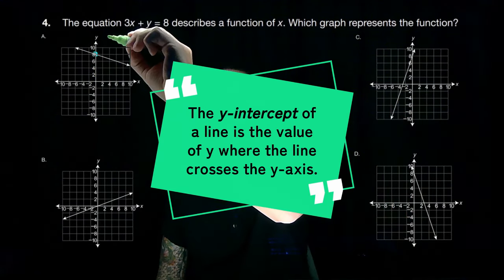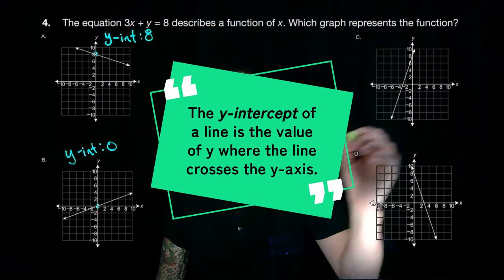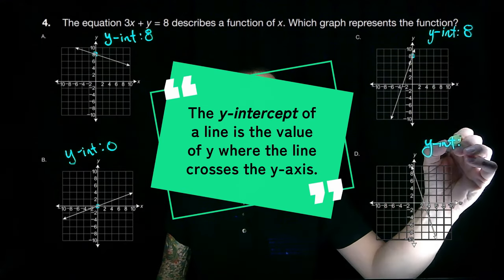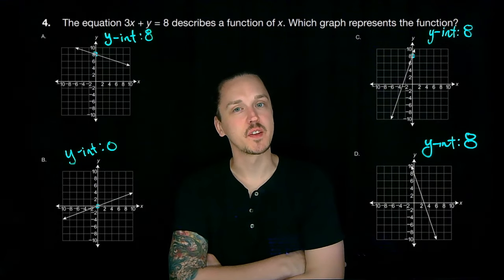So for A, our y-intercept is 8. For B, our y-intercept is 0. For C, our y-intercept is 8. And for D, our y-intercept is 8. Hey, what a great start. Next, let's make some observations of the line's slopes.